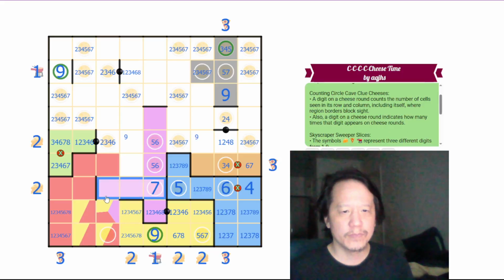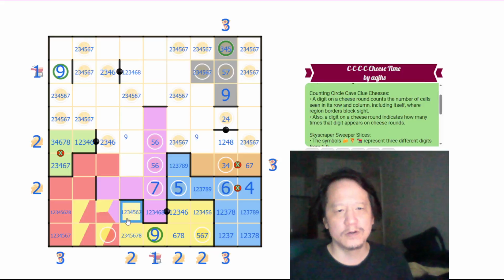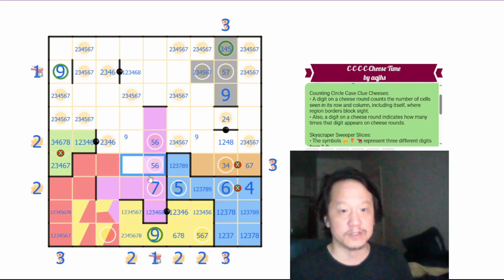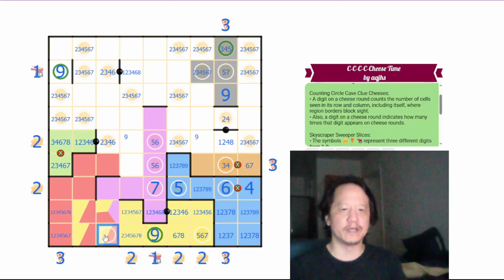And we could go pink down there. Or we could go yellow, yellow. We don't know. So this is 5 and 6. We have at least one of these is pink. Or exactly one of these is pink, I should say. We don't know what that is.